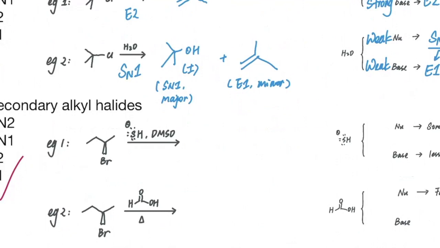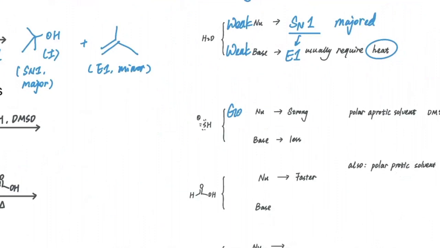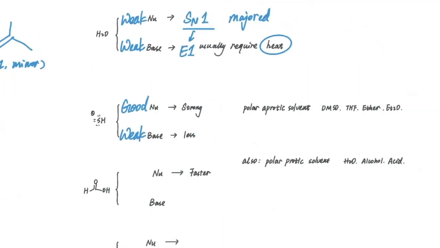First one, SH, is that a good nucleophile? It is, so good nucleophile. Is that a good base? No, it's a weak base. So it's going to be strong SN2. And another good thing would be the polar aprotic solvents that are listed here. I listed a bunch of polar aprotic solvents, which is also at the back of your discussion manual. Those are favored, so favored SN2.